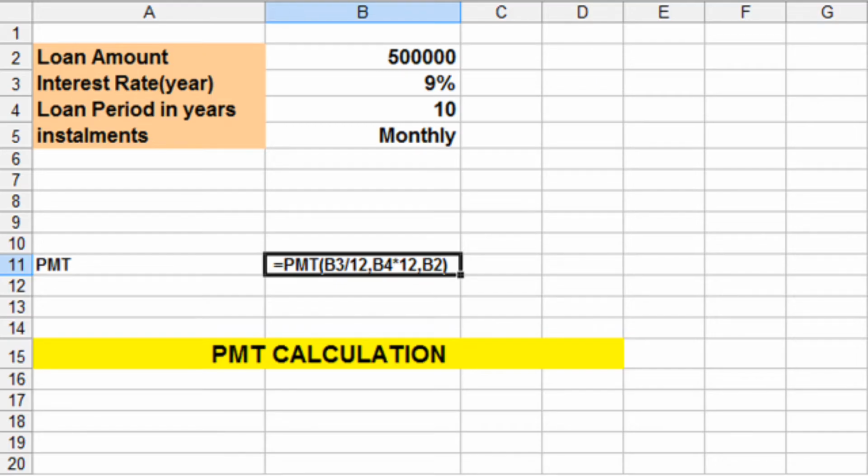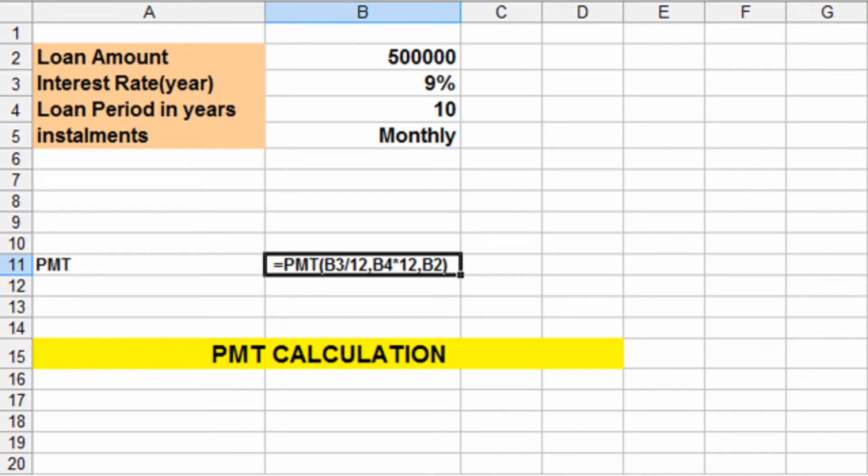Formula: equals PMT open bracket rate. For rate, give the interest rate as B3 divided by 12. Loan interest rate is 9%. Here you have to divide the interest rate by 12 because the given rate of 9% is for the whole year. So the monthly rate becomes 9 divided by 12. Comma. Next, number of periods.